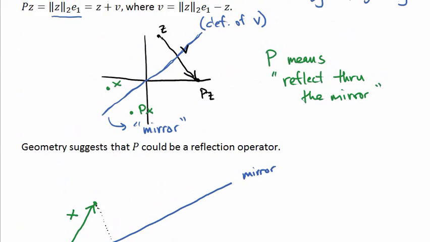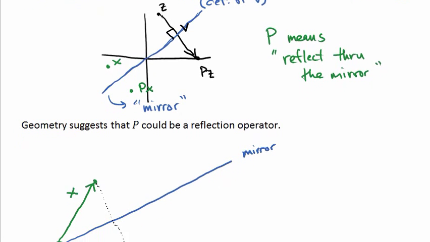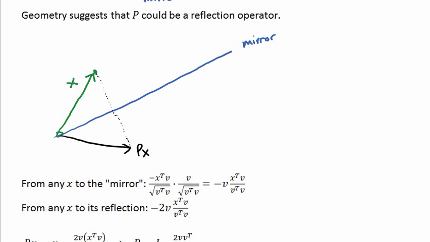Now, remember that the mirror is perpendicular to this vector v that we defined earlier. So v is some vector going in this direction. So let's look at the vector, I'll draw it in purple here. Call this vector w. So if we take x plus w, that puts us onto the mirror.